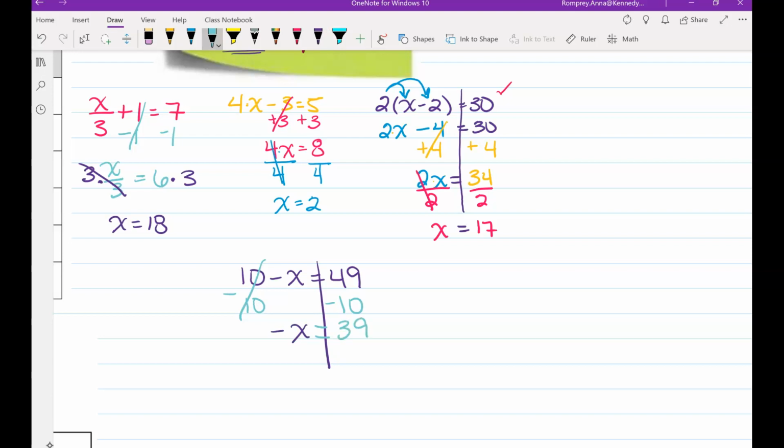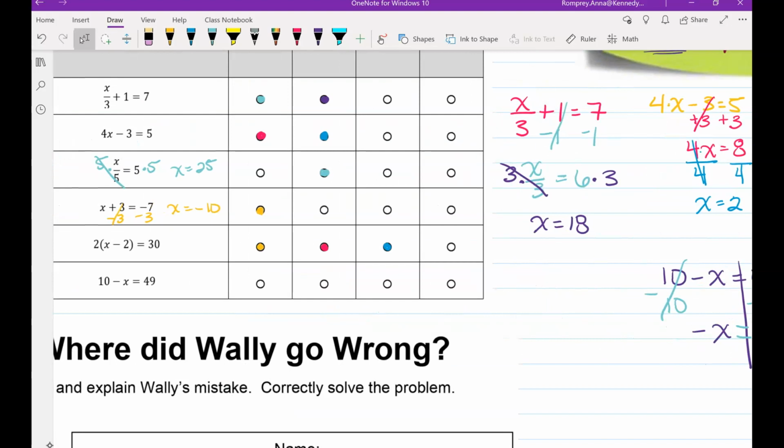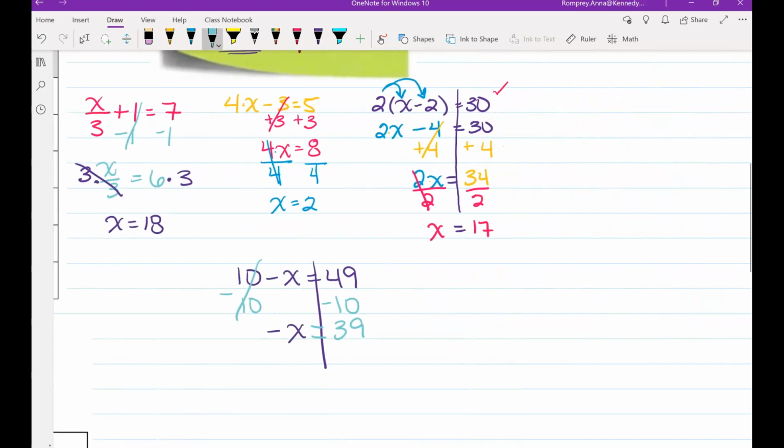So we have, don't you drop this, we have a negative x equals 39. So I just use subtraction property of equality, so I'm going to fill that in my table. And we've got negative x equals 39. So this is not solved. Do not tell me, if you were solving this, that x equals 39. No, it doesn't. Negative x equals 39.